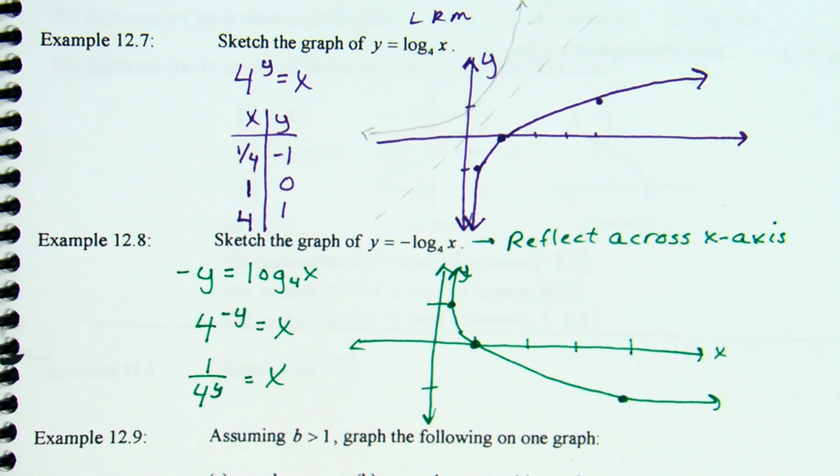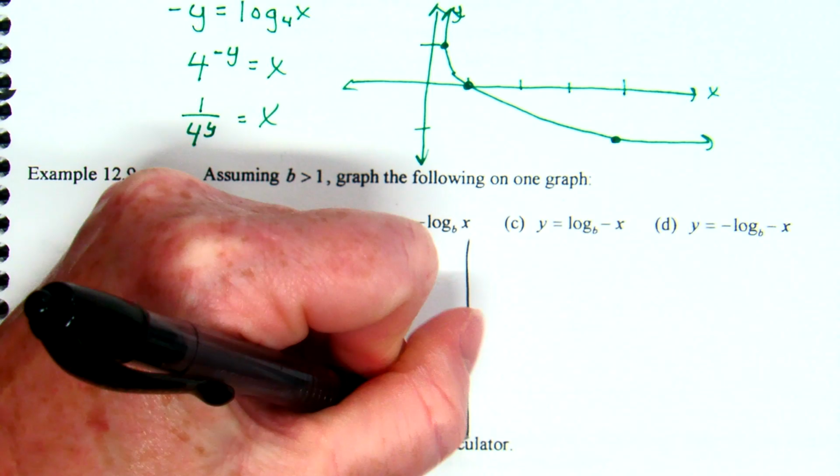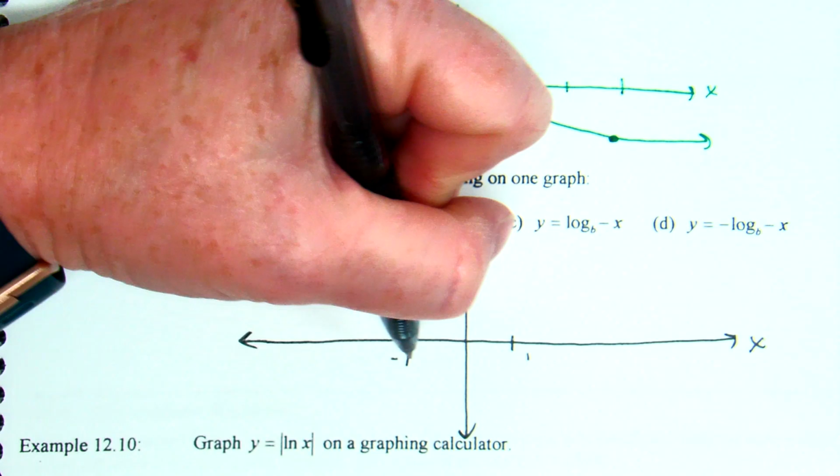Okay. 9. Assuming the b value is greater than 1, so assuming it's a positive base on these logs, graph the following on one graph. Okay, so we're going to do all one graph here. I'm going to draw my axes in the middle. X-axis, Y-axis, and really the main number I know I'm going to need is my ones.